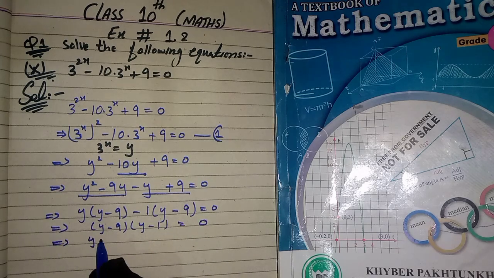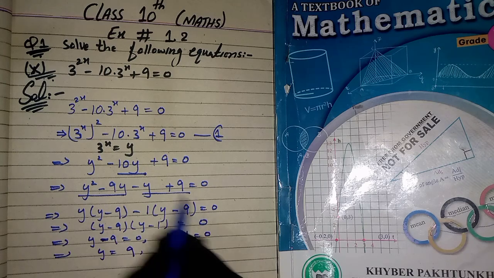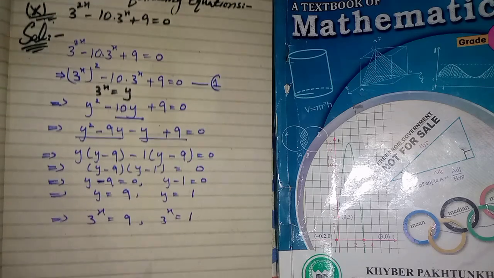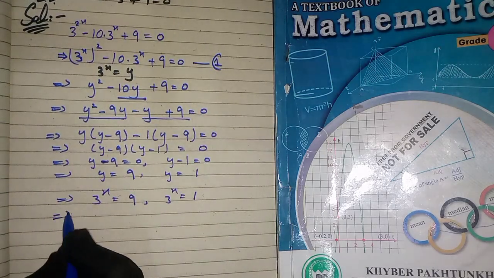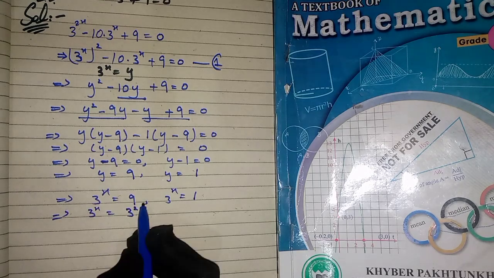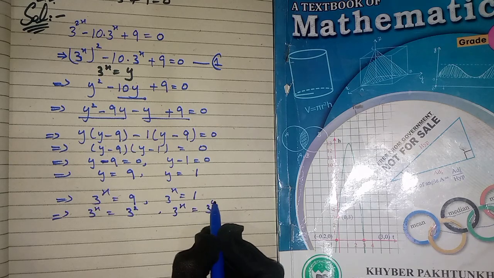This implies that y minus 9 equal to 0 and y minus 1 equal to 0. Y equal to 9 and y equal to 1. Again we put y equal to 3 power x. This implies that 3 power x is equal to 9 and 3 power x is equal to 1. We can write 9 as 3 power 2, and 3 power x is equal to 3 power 0.